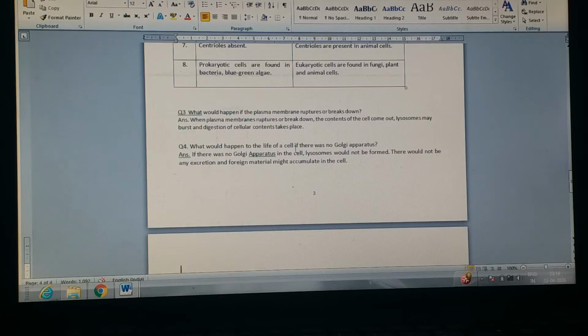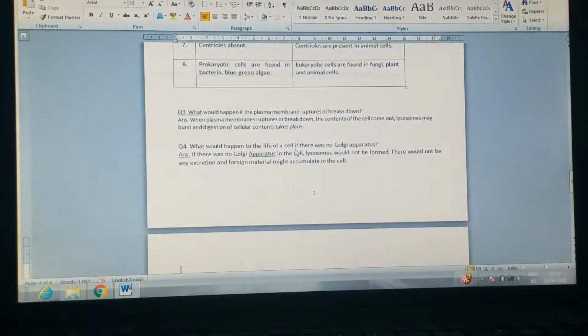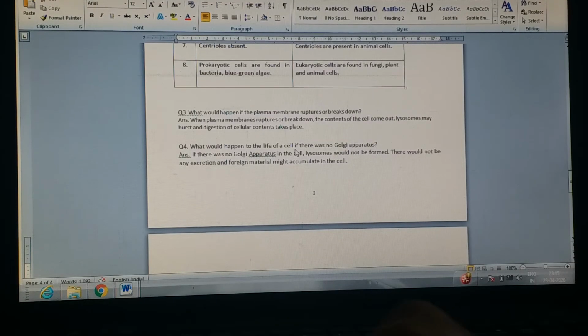Do you know how lysosomes are formed? Actually, the Golgi apparatus works as a transporter of the protein which was created in the ribosomes of the rough endoplasmic reticulum. They are transported to various parts within the cell or outside the cell with the help of the Golgi apparatus. When the proteins are packed and dispatched within the cell, they work as lysosomes. The Golgi apparatus transports proteins within the cell and outside the cell. These proteins which remain within the cell work as lysosomes.